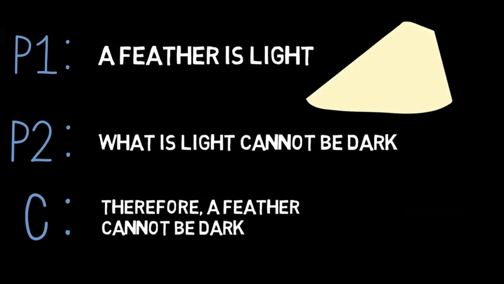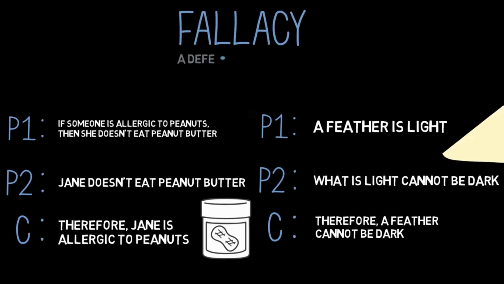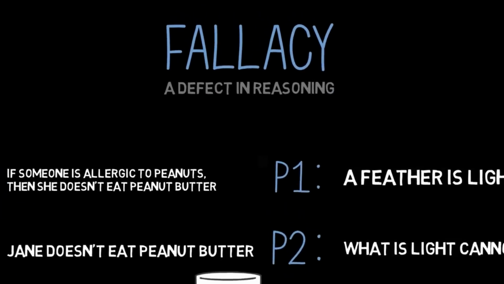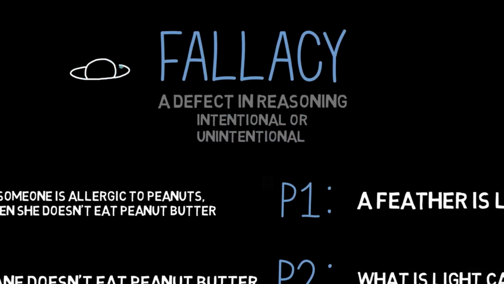These arguments probably seemed a bit off to you. And you're right. Each argument contains a fallacy, though each has a different kind. A fallacy, as we've seen in other Wireless Philosophy videos, is a defect in reasoning. This defect can be unintentional or intentional. That is, I could simply make a mistake in my reasoning, or I could want to trick you into believing something by using deceptive reasoning.